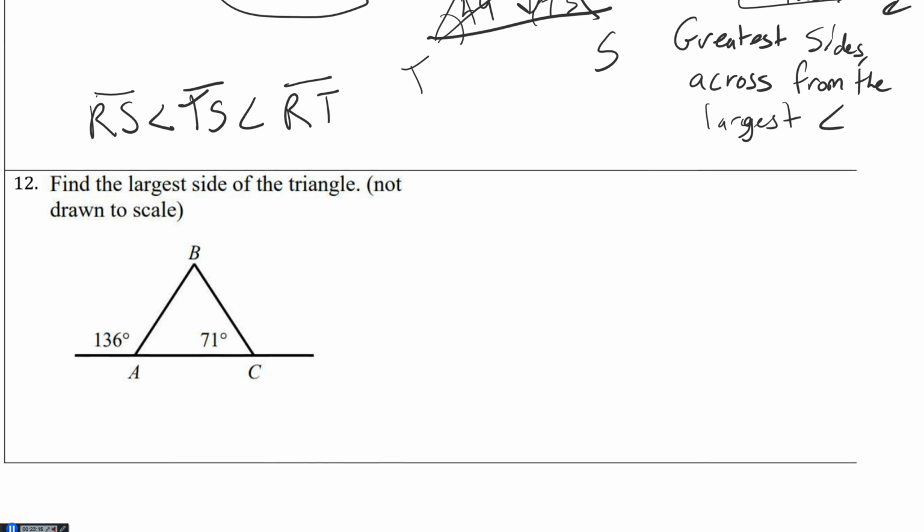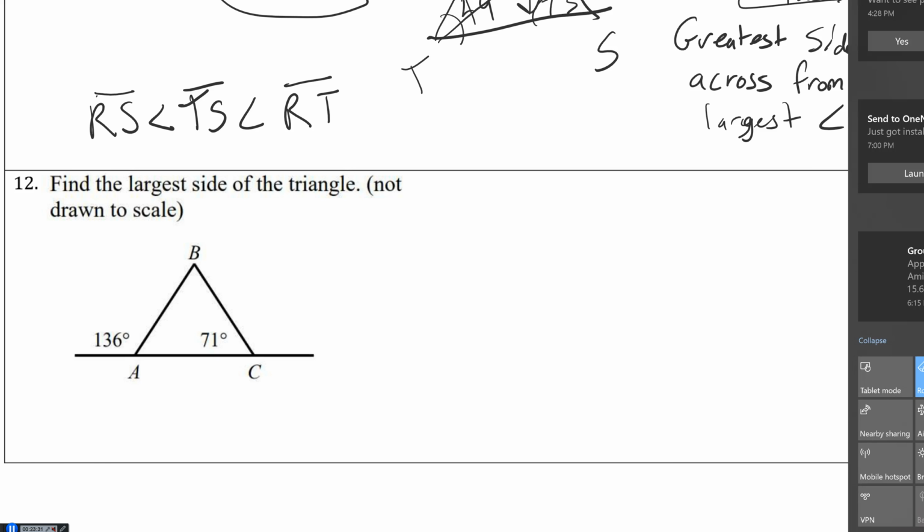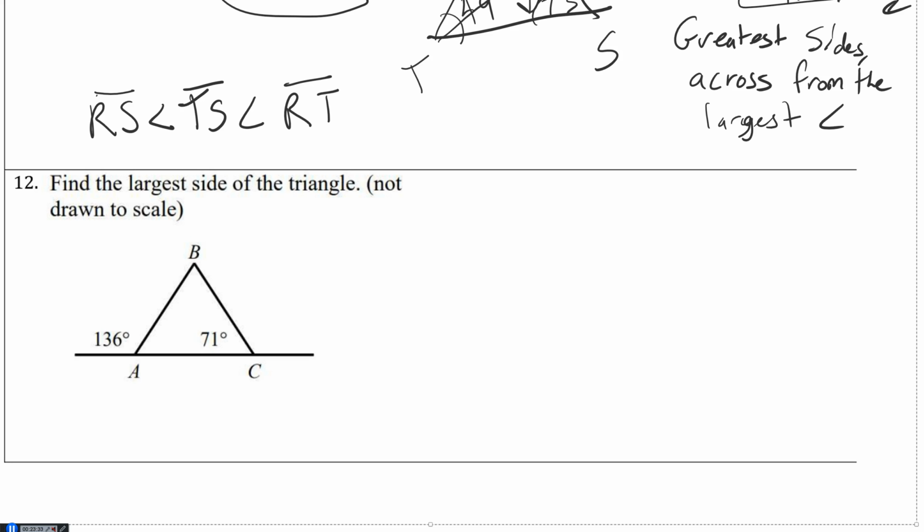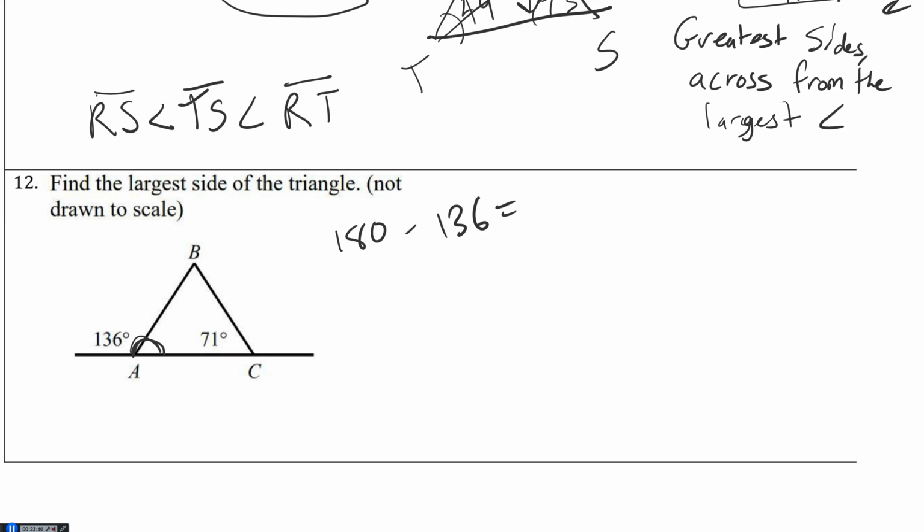Number 12. Find the largest side of the triangle, not drawn to scale. Okay, so just like the last problem, we need to figure out what all the angles are in order to figure out what the largest angle is, and the largest side is going to be across from the largest angle. So, first thing I notice is I have a pair of supplementary angles here. So if I just subtract 136 from 180, I find that this angle A right here is 44 degrees.